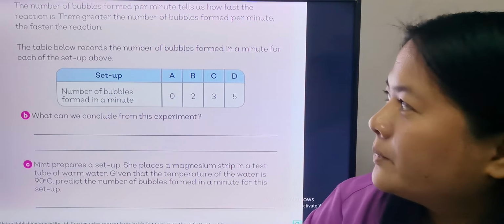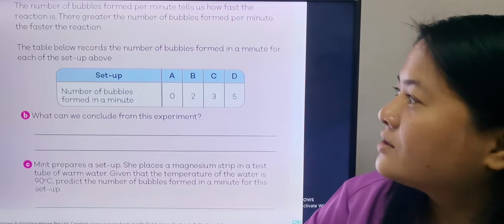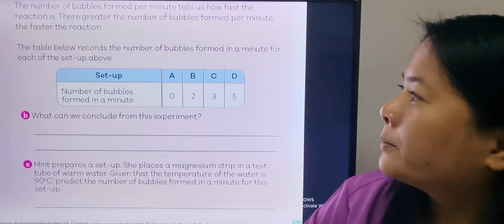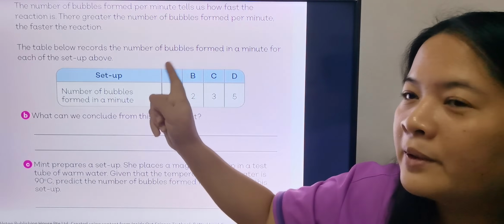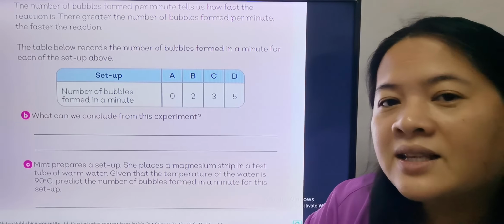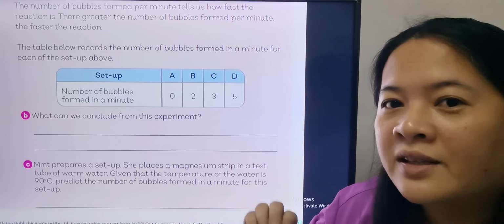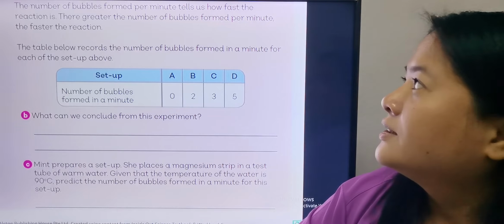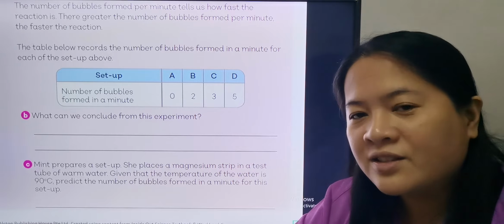Okay, next, the number of bubbles formed per minute tells us how fast the reaction is. Okay, the greater the number of bubbles formed per minute, the faster the reaction. So in 1 minute, how many bubbles formed tells us how fast the chemical reaction between the water and the magnesium is, okay? So the more bubbles, the faster the reaction.